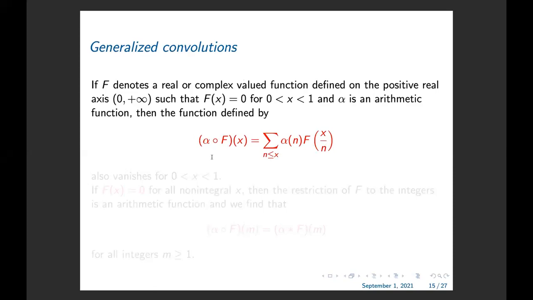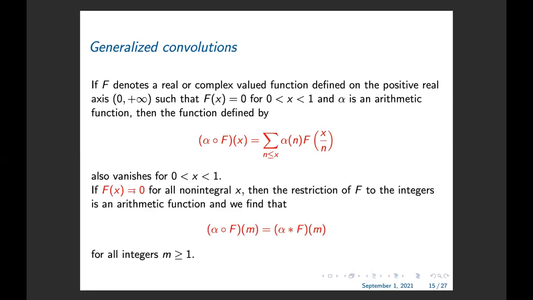And of course, this function also vanishes in this interval 0 to 1 because it follows from the definition of this function, right? In fact, if f of x is 0 for all non-integral x, then the restriction of f to the integers is an arithmetic function. And then this generalized convolution becomes the Dirichlet product. I think it is easy to verify.